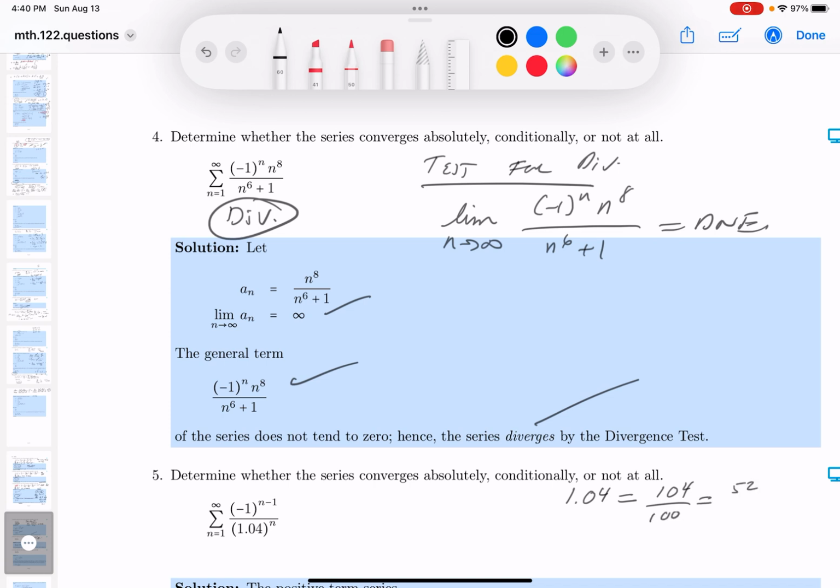That would give me 52. I'm dividing by 2, by the way, over 50. And that would give me, let's see, I divide by 2 again, I get 26 over 25. Right, so I want to write this a little differently.